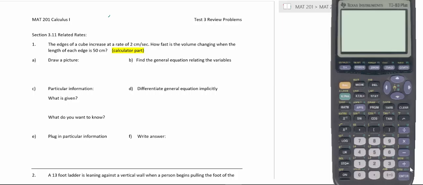Okay, a little guitar introduction to the Calculus Test 3 review with a little slide guitar going on there.